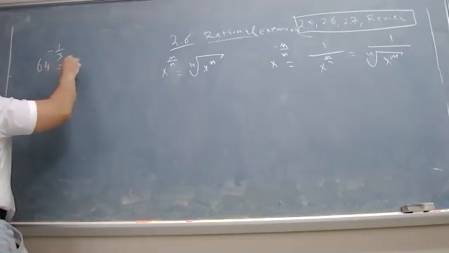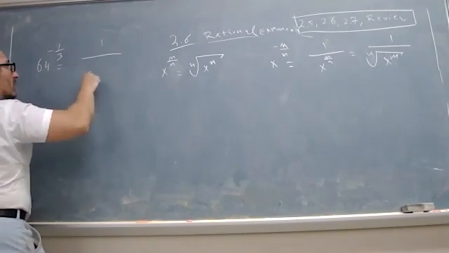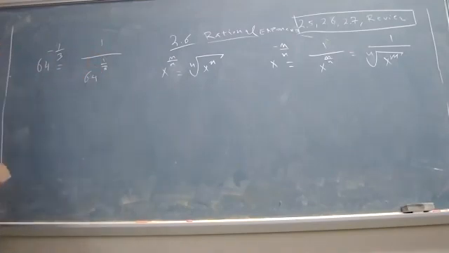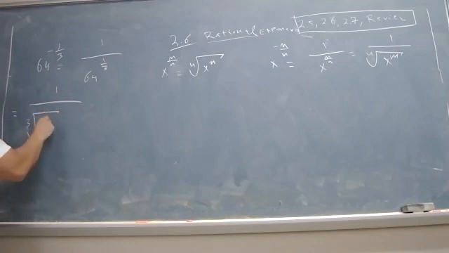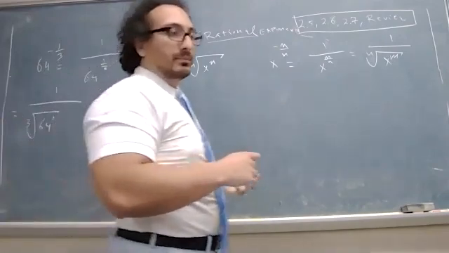64 raised to the negative 1/3 power is the same thing as 1 over 64 raised to the positive 1/3 power. Okay? And so this is the same thing as 1 over the cube root of 64, and then 64 is raised to the first power. Anything raised to the power of 1 is itself.